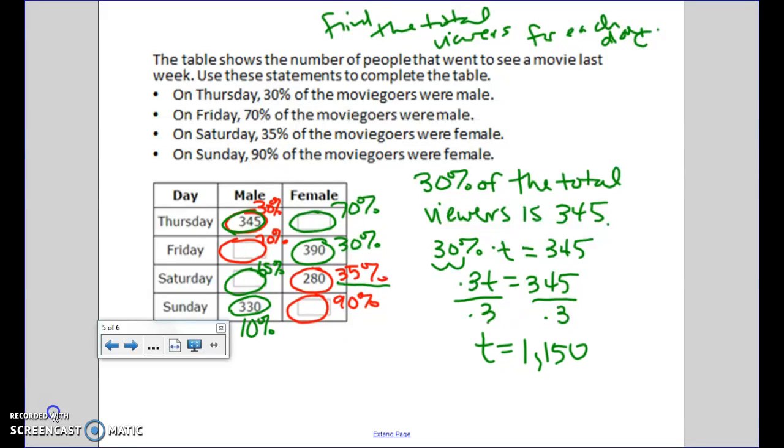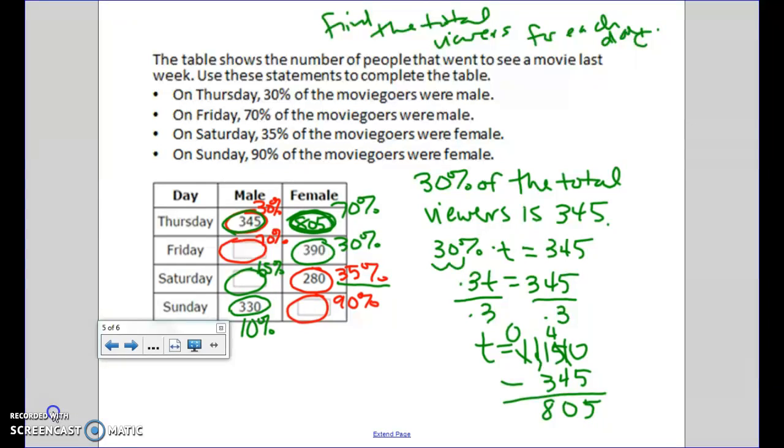Well, it doesn't ask me how many total viewers there were. It just asks me how many female viewers there were. If I'm trying to fill out the chart, trying to figure out how many female, well, if there's a total of 1,150 and 345 of them are males, that means if I subtract, I'll be left with the number of females. Looks like to me 805. Okay? And so the trick to this problem is going to be finding the total number of viewers.